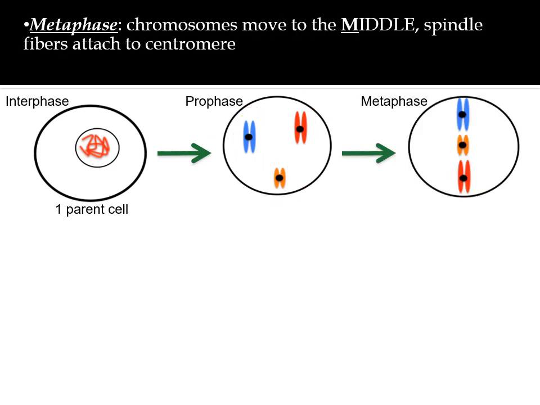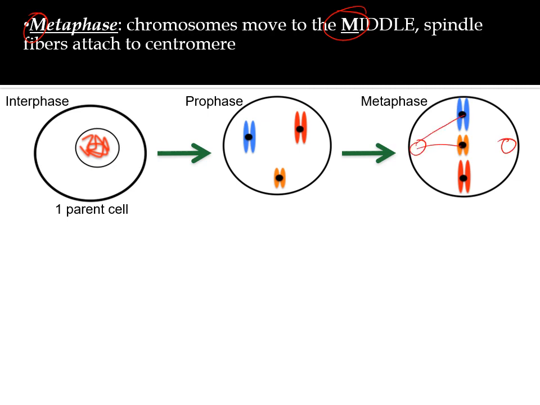In metaphase, the chromosome pairs line up and the spindle fibers grab onto the centromeres. And where do the chromosomes line up? They line up in the middle, which is also an M word. So that's your next letter to remember. M for metaphase, M for middle, and you'd have some centrioles, centrosomes over here.